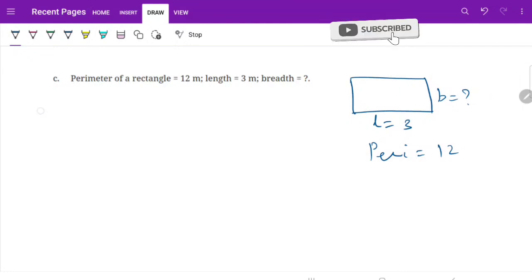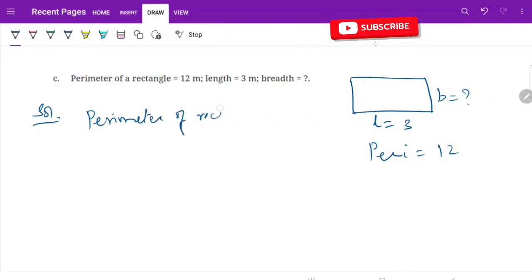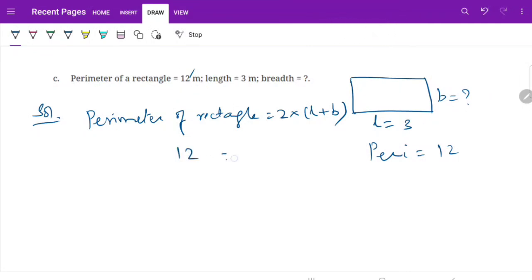So now the same formula, perimeter of rectangle. What is the formula? 2 into (L plus B). So now perimeter of rectangle how much? Already given to us, 12. So we write here 12 is equal to 2 multiplied by (L, what is L? 3 meters, plus breadth). What is breadth? Not given. We have to find it, same as bit A.